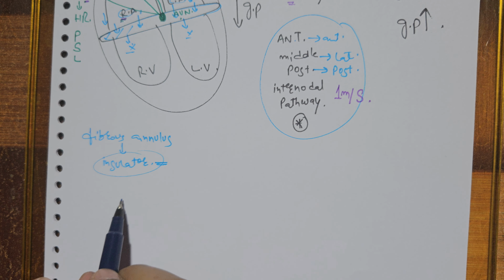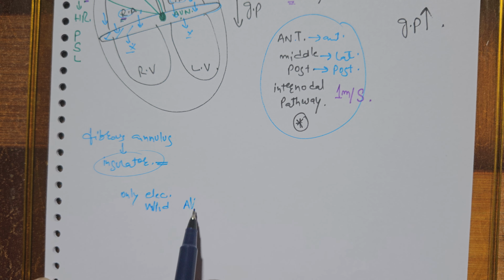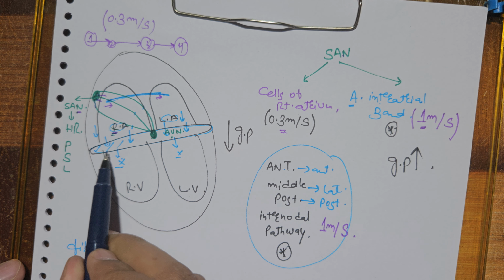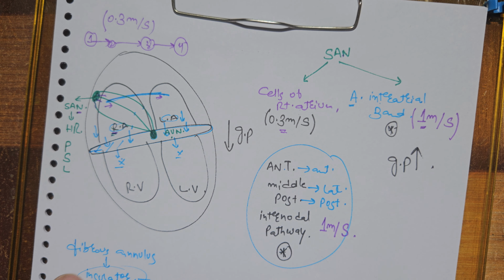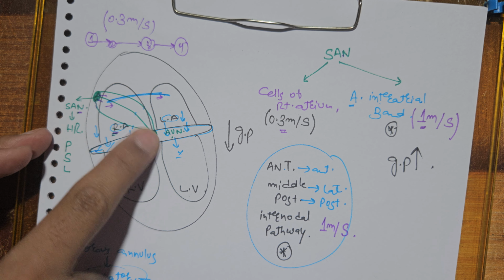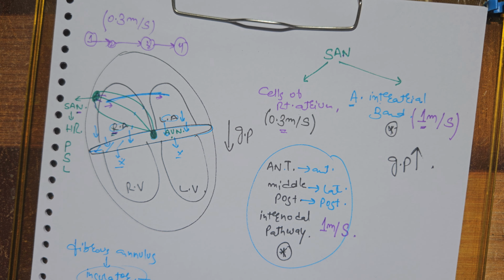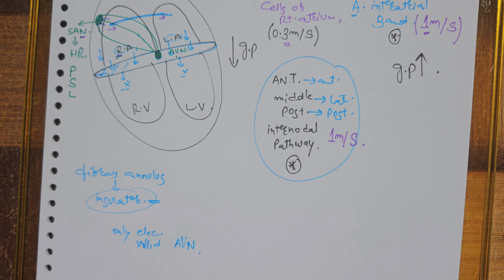So the only electrical window is AV node. So in this fibrous annulus, there is AV node. So this is the only path through which impulses go from atria to the ventricles, because the rest is insulating. The rest of the fibrous annulus is an insulator. It is not allowing the impulses to go through. Is that clear?